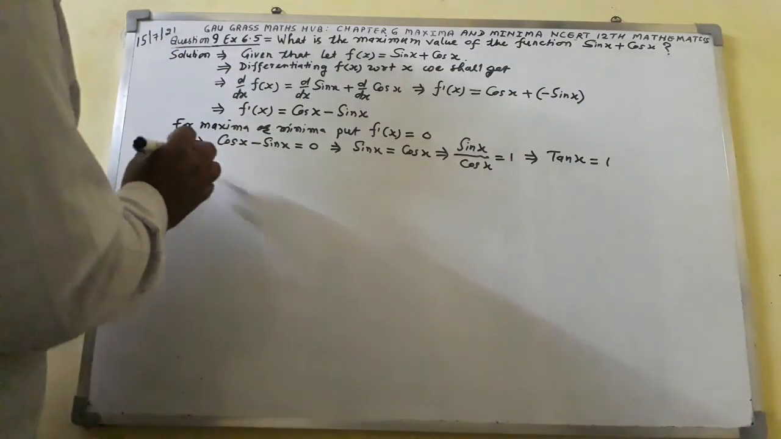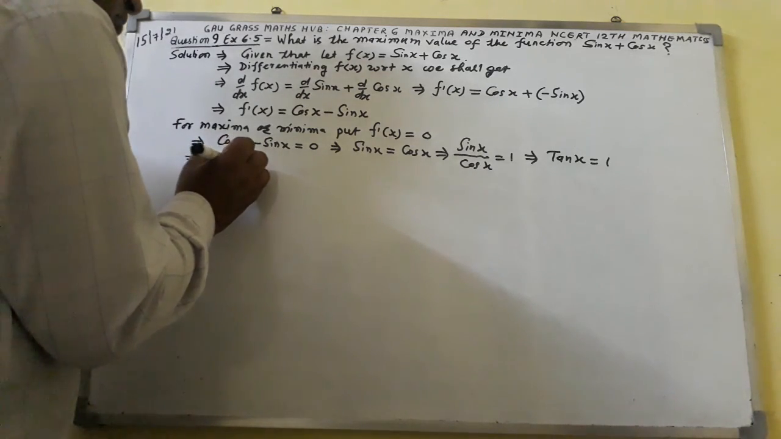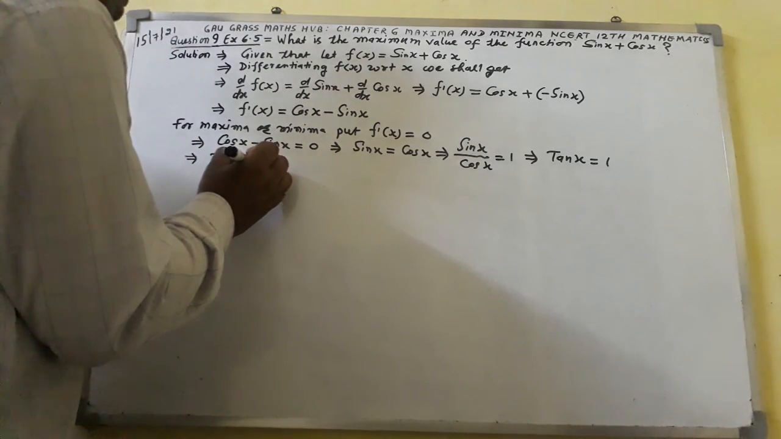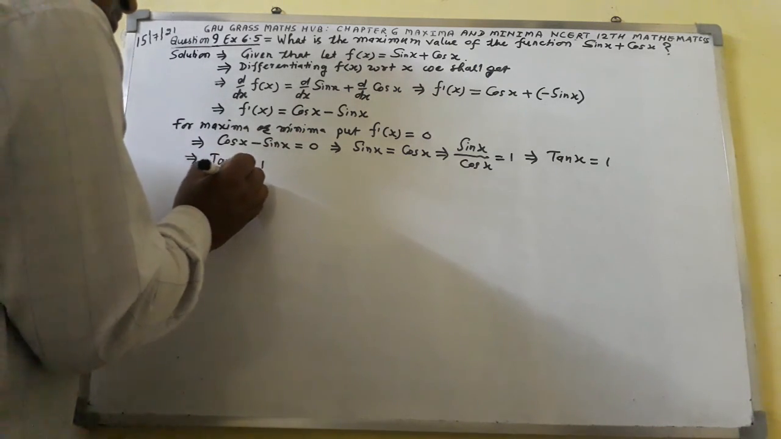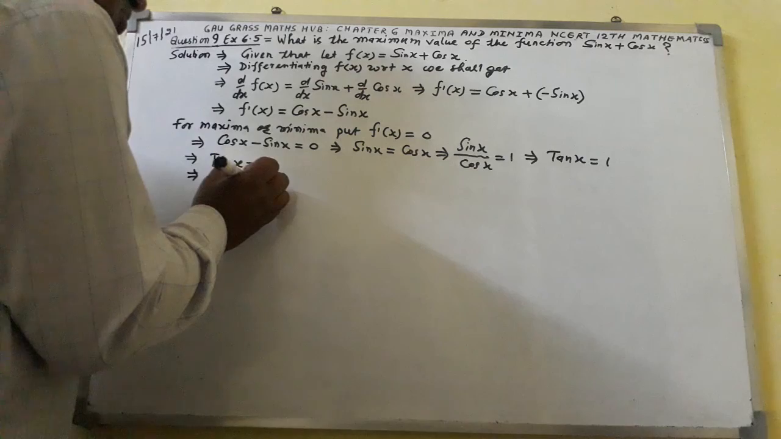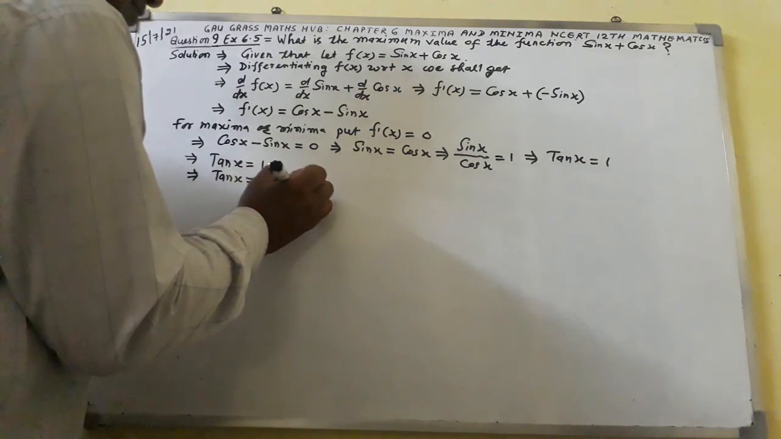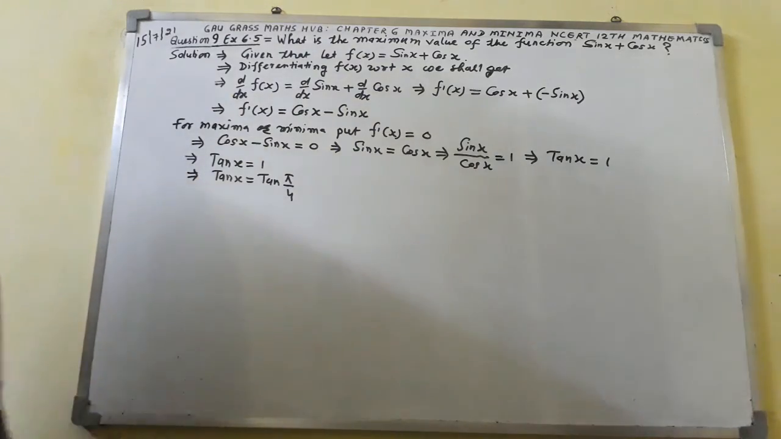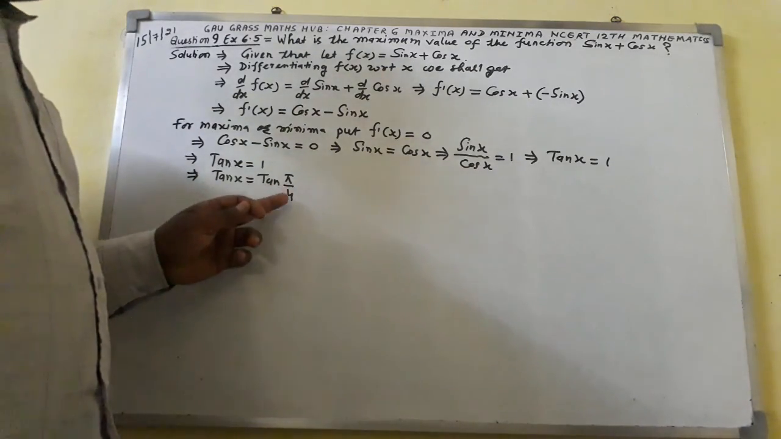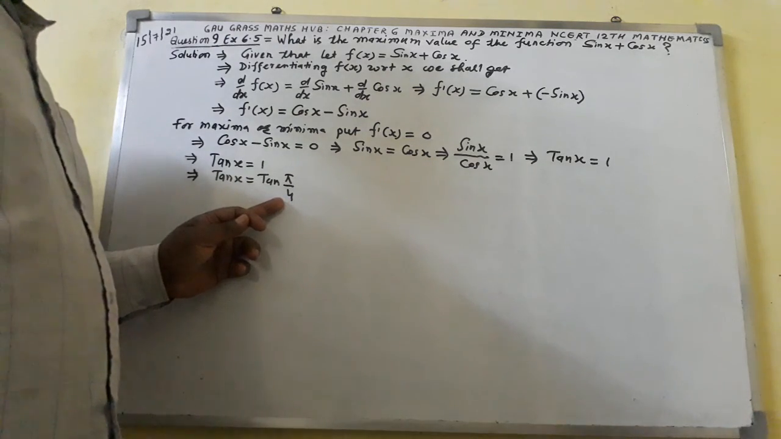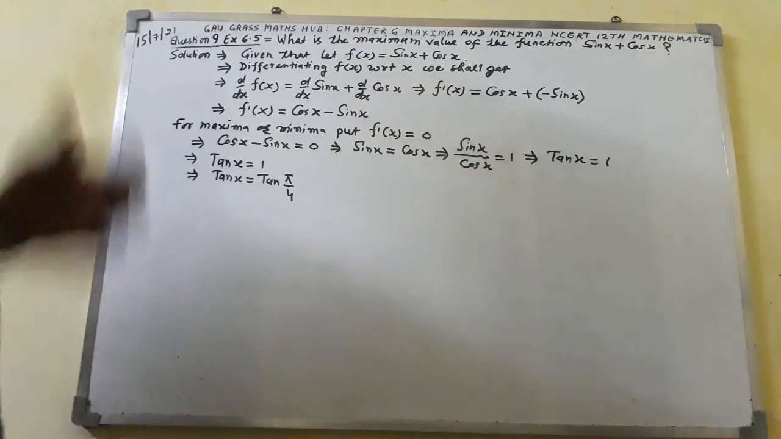Again I shall write, tan x equal to 1, implying tan x equal to tan pi by 4. Tan pi by 4 means tan 45 degree, which comes out to be 1.